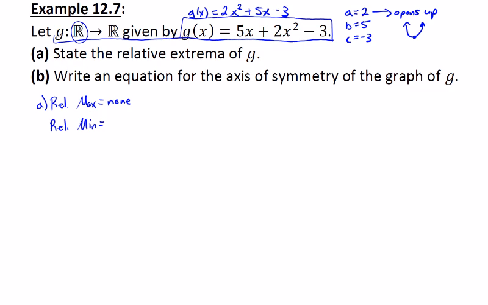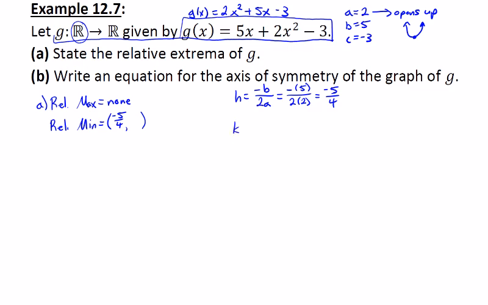Let's look at calculating h. h is going to be equal to negative b over 2a. So that'll be negative 5 over 2 times 2, which we will call negative 5/4. So I know negative 5/4 will be the x value for the ordered pair that is going to create my relative minimum. Now we need to calculate the value of k.